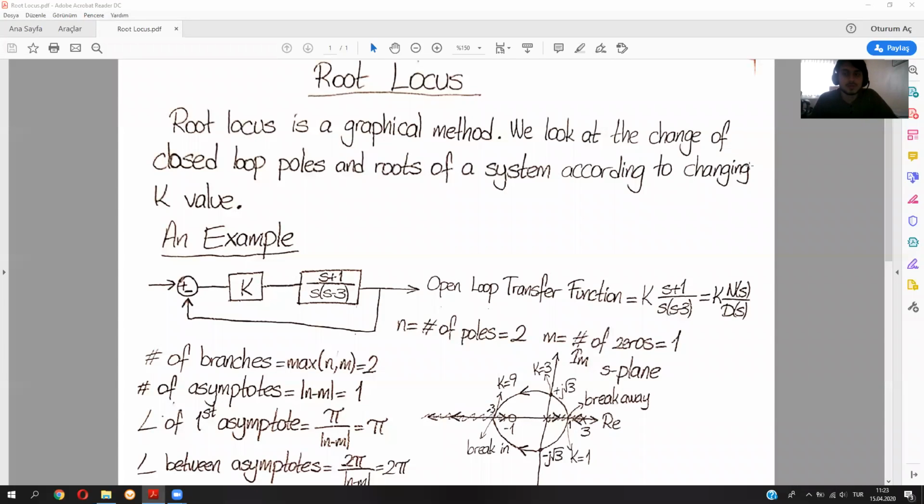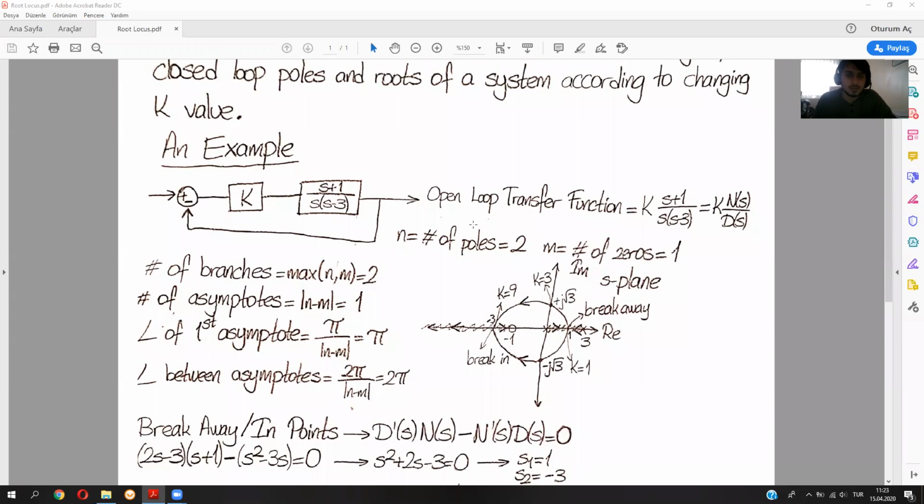I'm a third year student in Electrics and Electronics Engineering, and I will talk about root locus. Root locus is a graphical method in control theory, and we look at the change of poles and zeros according to changing k value in the system. This should be zeros actually. And I solved an example.